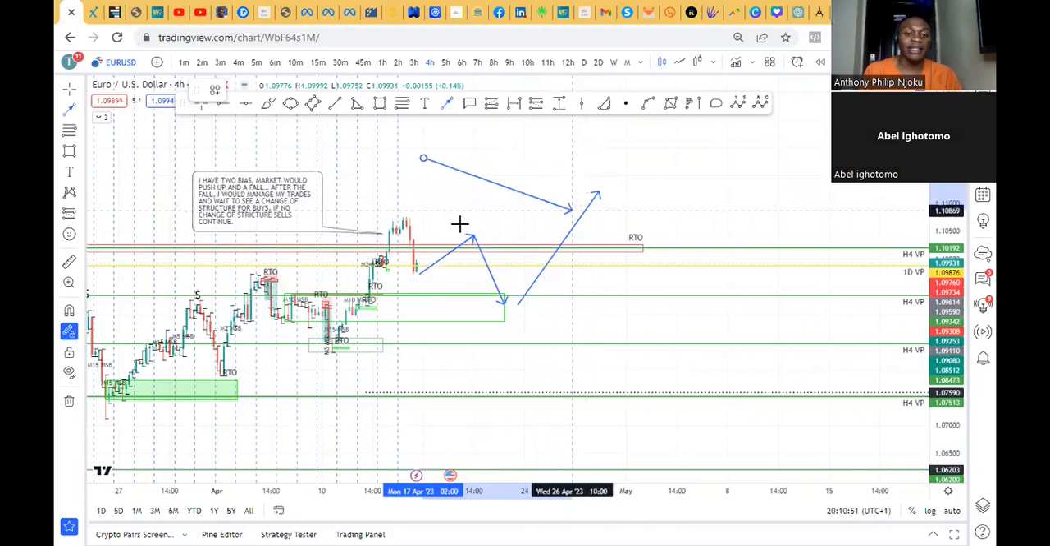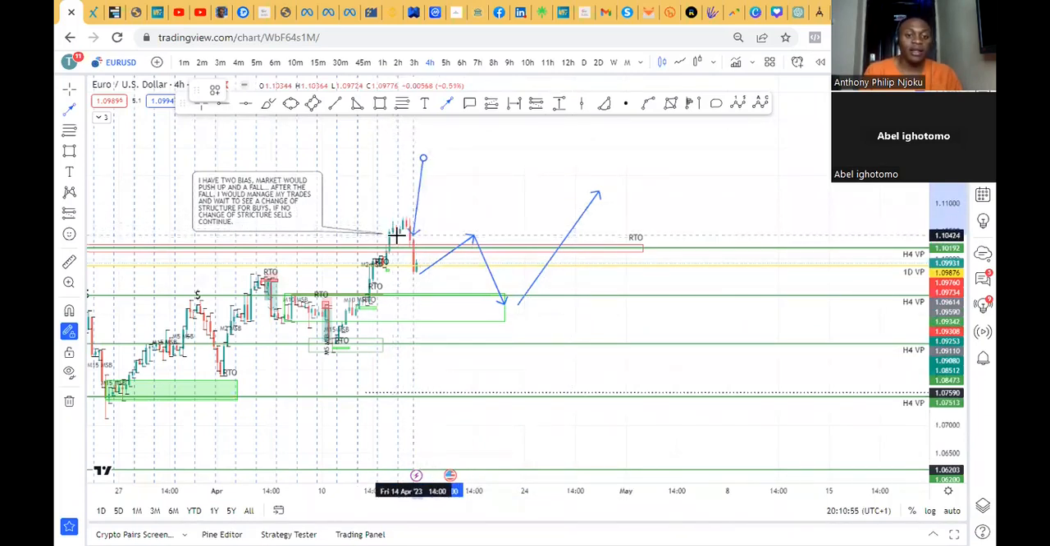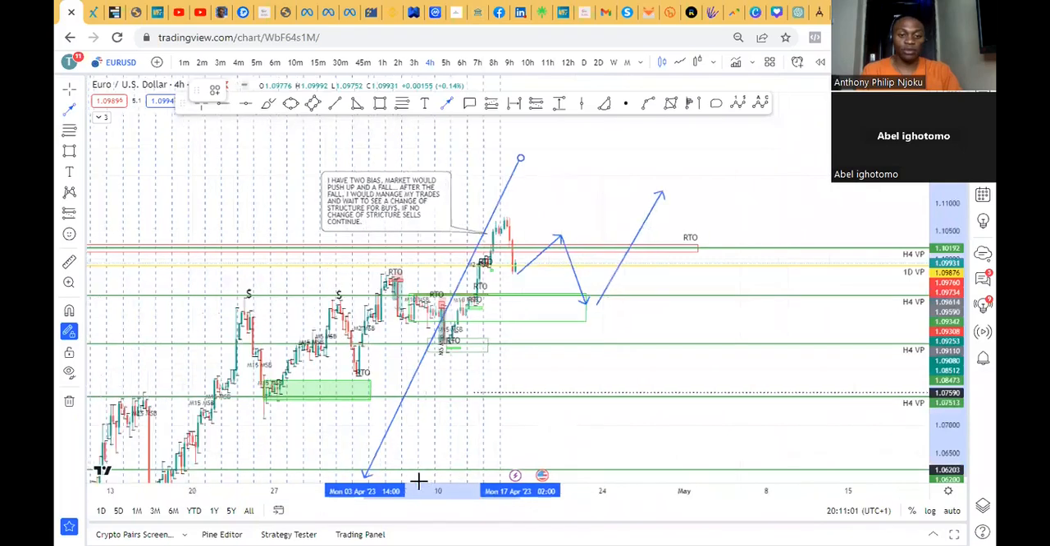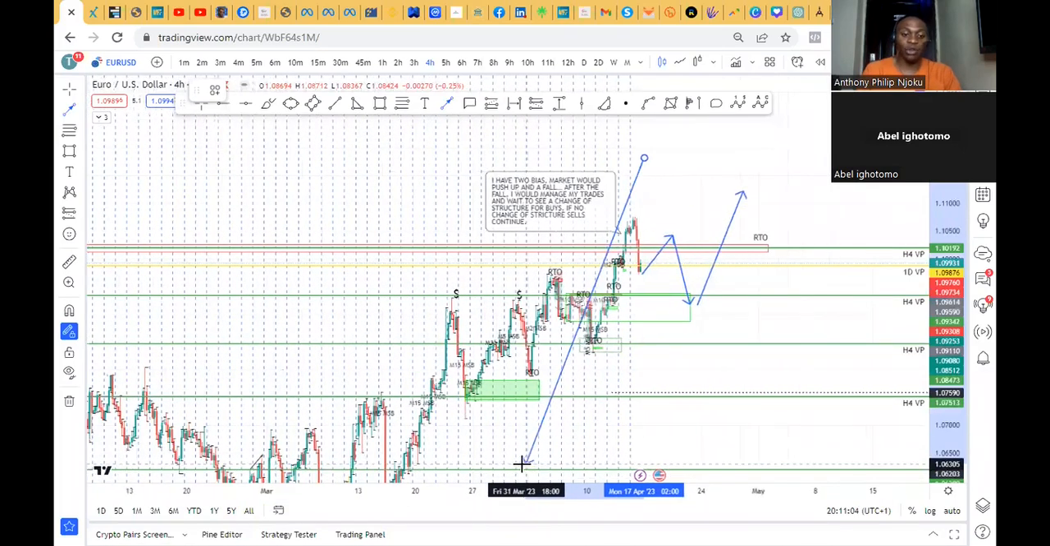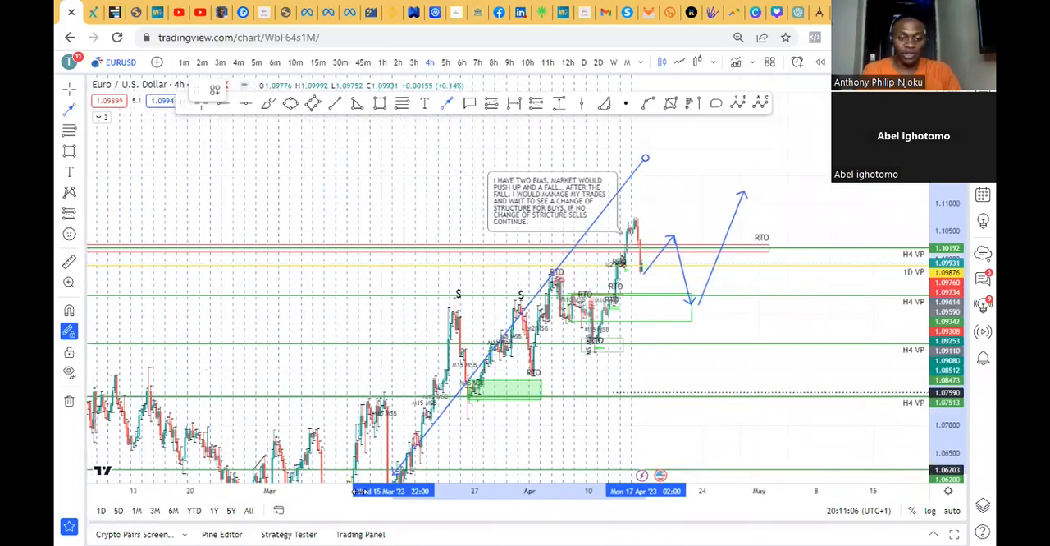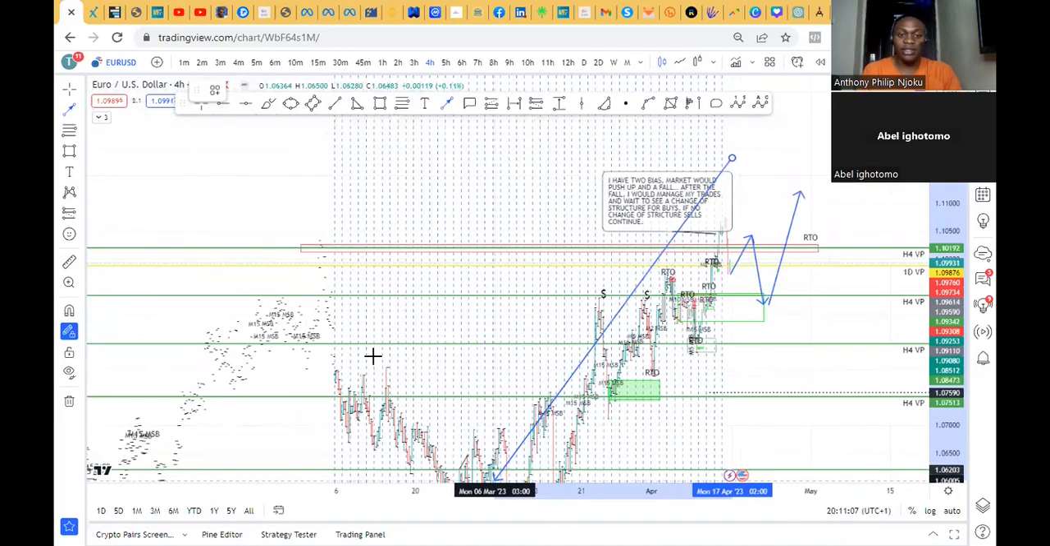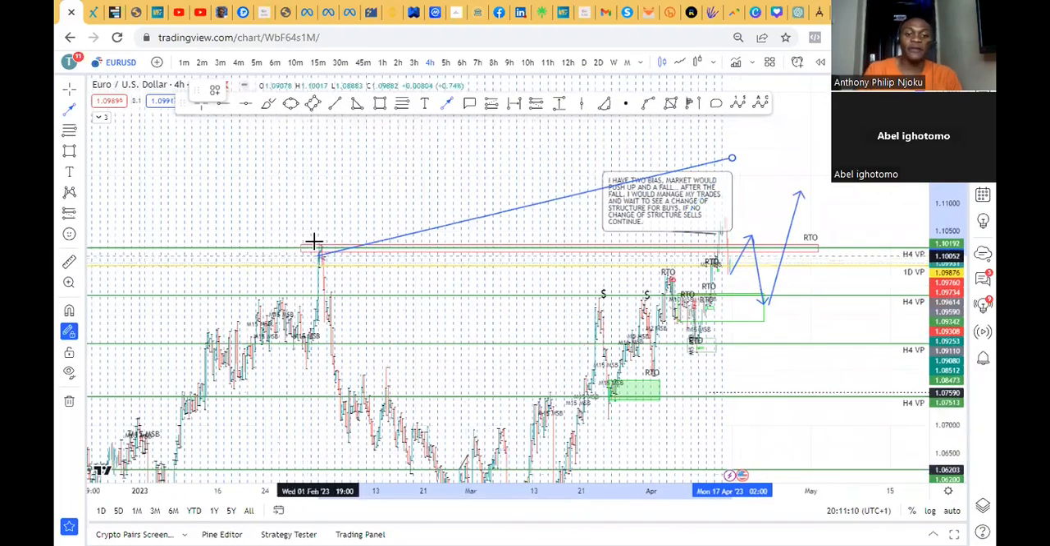Why wouldn't I like to take that? Because there is a resistance here that I need the euro to break. If you look closely, this is the H4 validation point. If you check to this side, this is the H4 validation point, and the market has come and fulfilled efficiency.